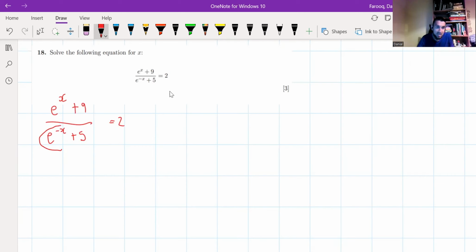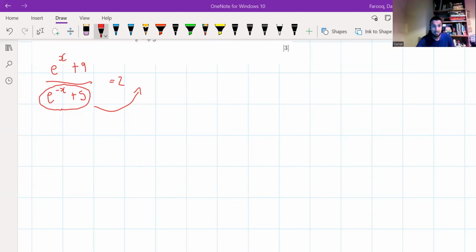We times both sides by this, or you can think of it as moving this up. Remove the e to the minus x plus 5, so that will become e to the x. Now, make sure you keep the 9 below here, because that's how it was in the question. I'll be honest, I already made that mistake, so be careful. So 2 times the e to the minus x is 2 e to the minus x. 2 times the 5 is 10, so that'll be plus 10, okay?